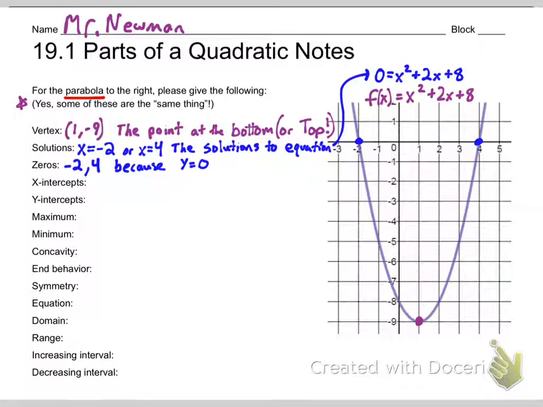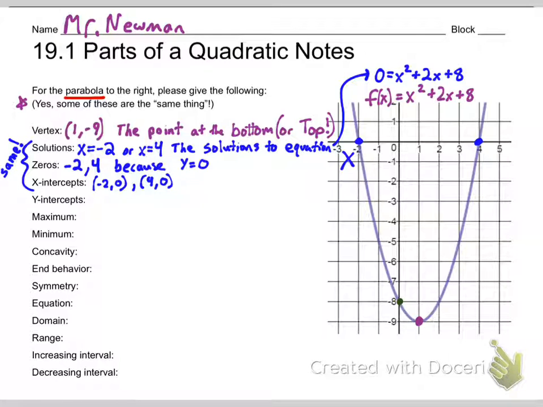And you know that we also call those zeros. So the zeros are -2 and 4 because that's when y equals 0. They are also the x-intercepts. And I write those as points because I think of x-intercepts as points. So -2, 0 and 4, 0 are both points on the x-axis, which makes them x-intercepts. All three of those are virtually the same thing. The solutions, the zeros, the x-intercepts. So don't be fooled if I ask for one or the other. Those are all the same thing.